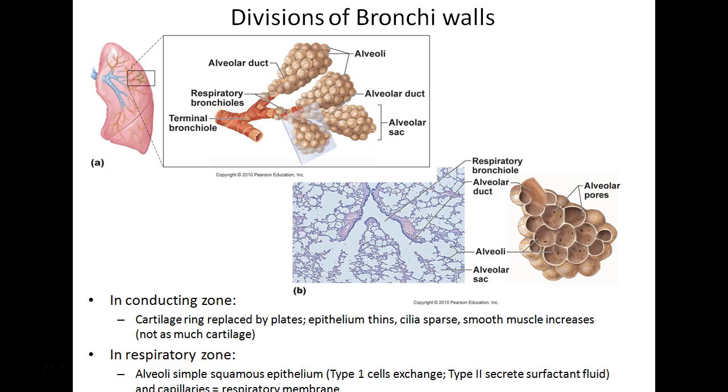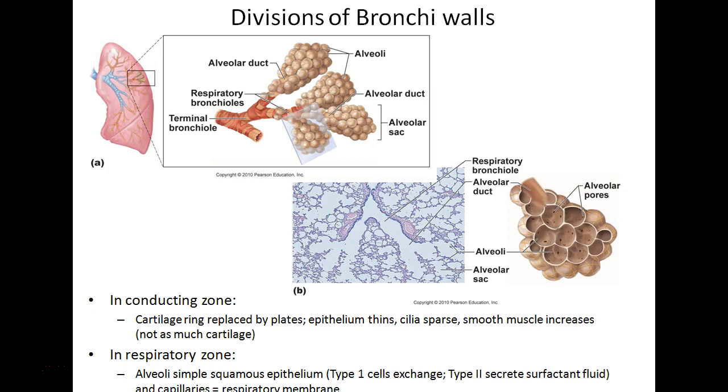And here we see that transition in this diagram, that transition from the terminal bronchioles into the respiratory bronchioles. So that's going to put us into the respiratory zone. And we see as we move from the conducting zone into this respiratory zone, the cartilage ring becomes replaced by plates. This epithelia is going to thin, the cilia becomes more sparse. But the smooth muscle is therefore going to increase as we move away from the oral cavity.